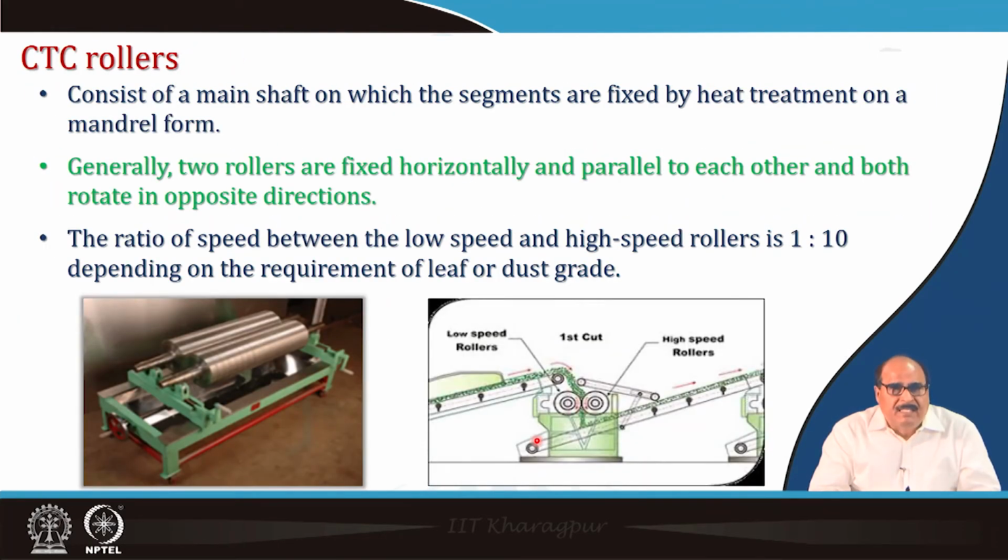Okay. Then CTC rollers. It consists of a main shaft, you can see here, on which the segments are fixed by heat treatment on a mandrel form. Generally, two rollers are fixed horizontally and parallel to each other, and both rotate in opposite directions. The ratio of speed between the low speed and high speed rollers may be around 1 to 10, depending upon the requirement of the leaf or dust grade.